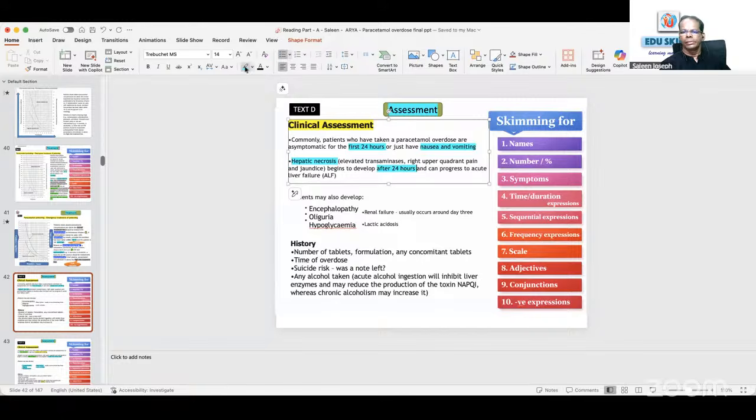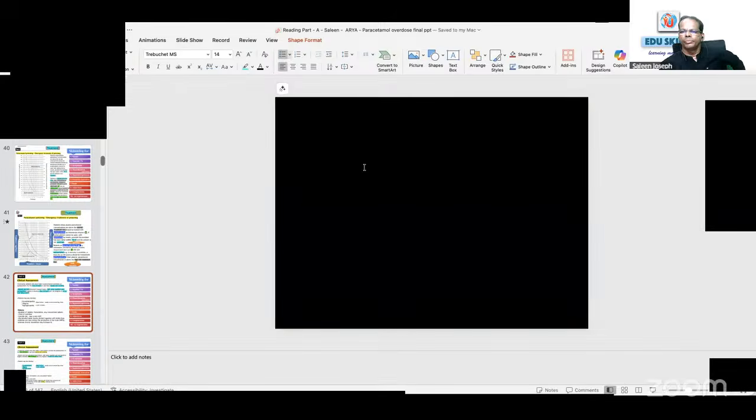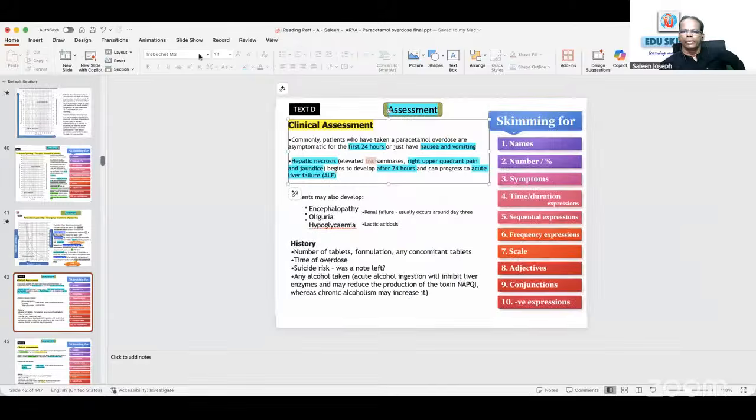Jaundice. Then elevated transaminases and pain, jaundice, all those things are names, right? If you want, you can highlight. What is elevated? Is it a name? Probably. Yeah. And there are many names.